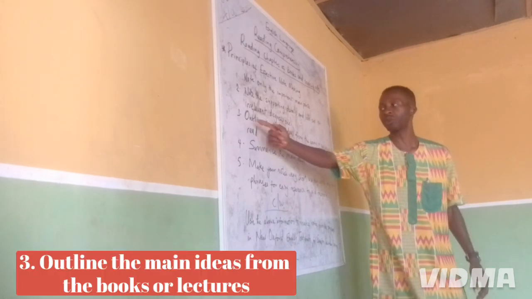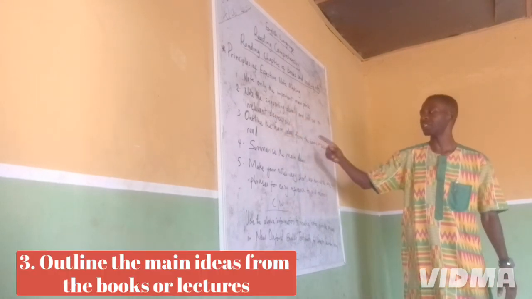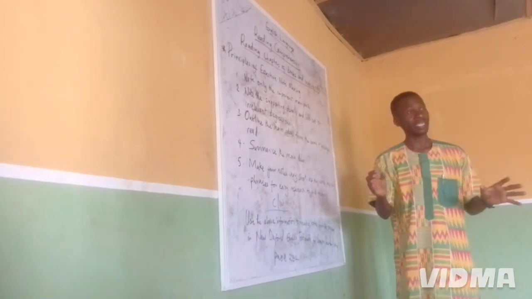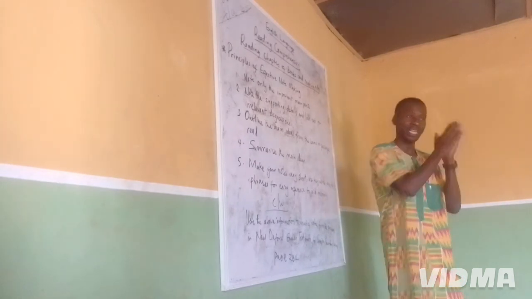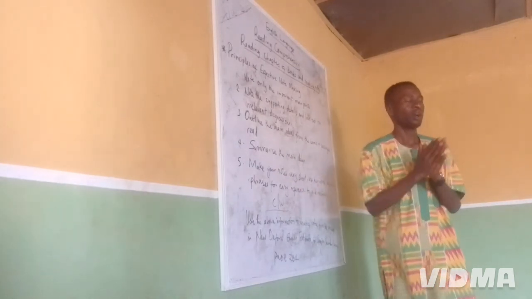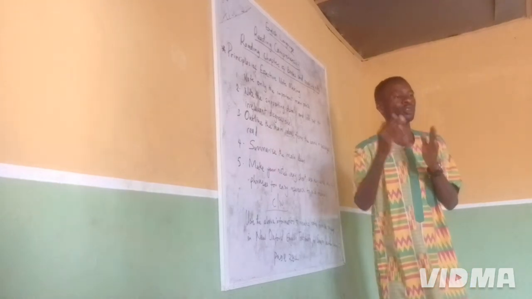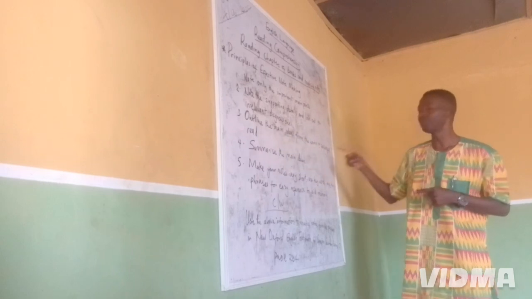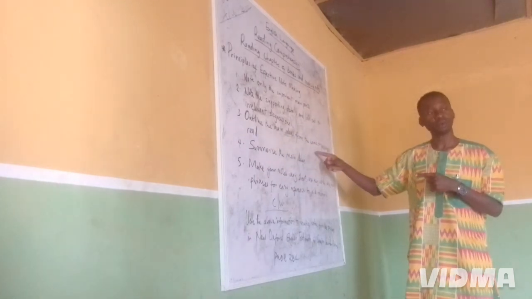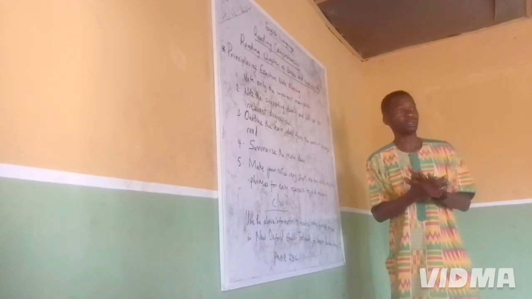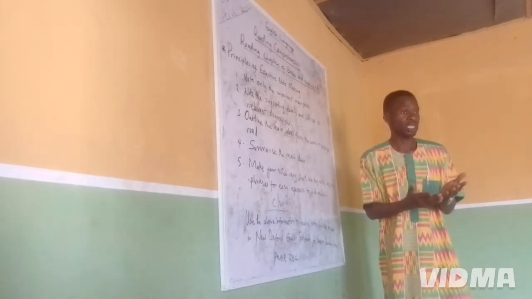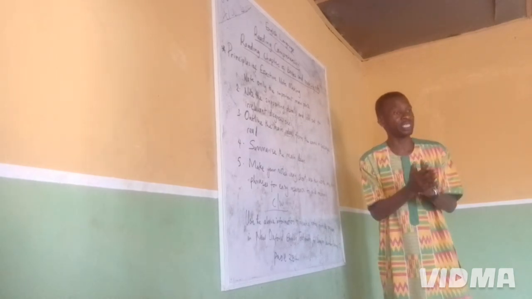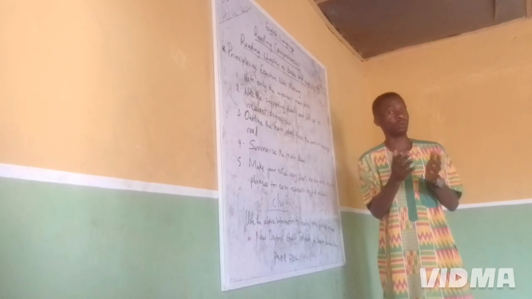The next one, number 3, outline the main ideas from the books or passages that you have read. What are the main ideas? Because after you have gotten your points listed out, what is the main idea of that passage? What is the lecturer trying to drive at? What is the lecturer talking about? So you need to outline the main idea from the book. It could be a handout given to you to go and study, and you want to read over 200 pages, 300, 400 pages. You don't know what to do. It looks so cumbersome, so tiring.